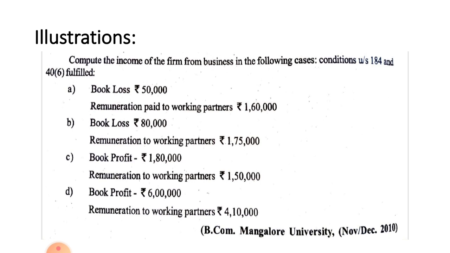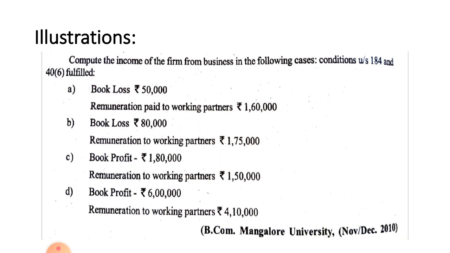As discussed, if book profit is negative, the maximum limit of remuneration to a working partner that can be considered is 1,50,000. If the book profit is positive, on the first 3 lakhs of book profit, 90% of book profit or 1,50,000, whichever is more, we have to consider, and on the balance of book profit, 60% of book profit should be considered. That is the specified limit. Above that they cannot consider.